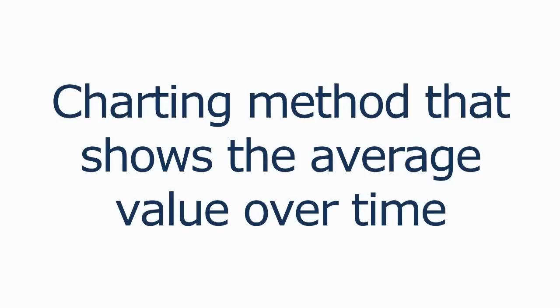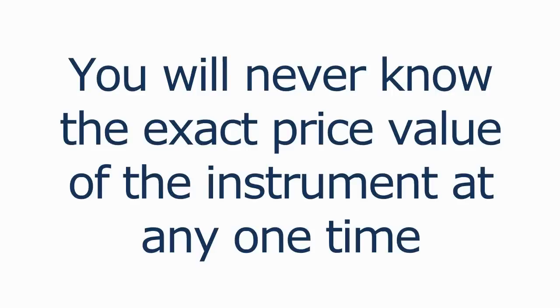So what is a Heikin Ashi chart? Well, we can just define it as a charting method that shows the average value over time. And while you're never going to know the exact value of your instrument that you're looking at any one time, which could be a problem for day traders, there are other useful benefits of using these kinds of charts that we're going to talk about.